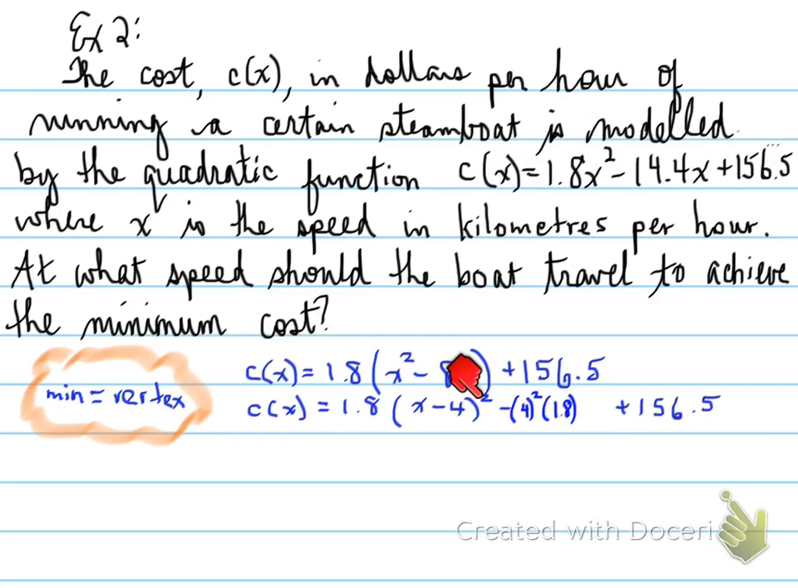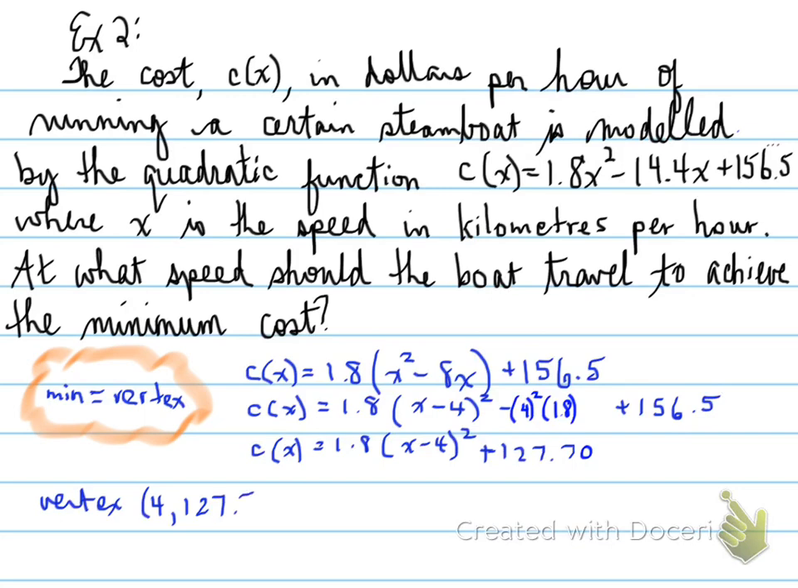And once we do that, what we can do is calculate the value, and we get 1.8 times x minus 4 squared plus 127.70. What does that give us? Well, it's now in vertex form, so we can find the vertex. The vertex is going to be 4 and 127.70. What does that mean? Well, when x equals 4, we will have a minimum cost of 127.70.